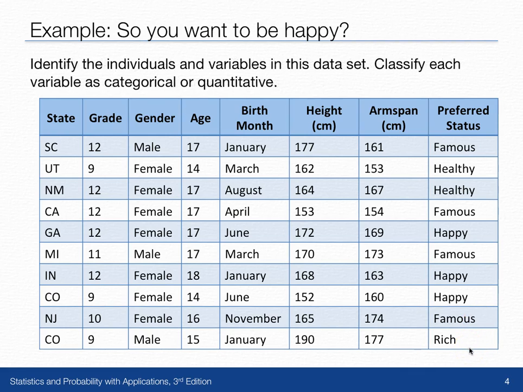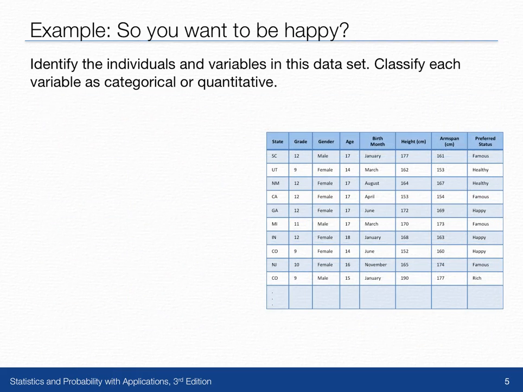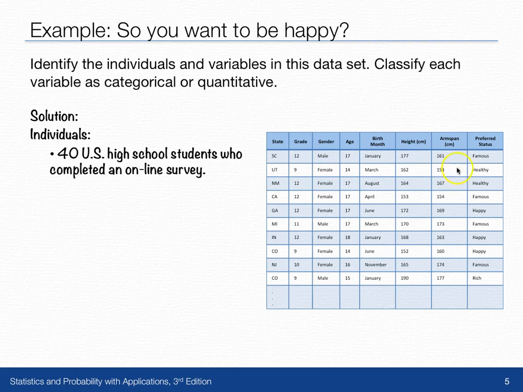Now, our goal in this example is to identify the individuals and variables in the data set, and to classify each variable as categorical or quantitative. You remember from the lesson, individuals are represented by each row in a data table, while variables are represented by each column. So, in this particular example, for individuals, there would be 40 U.S. high school students who completed the online survey, and each of those students is represented by a different row in the table. For the variables, we'll look at each column.